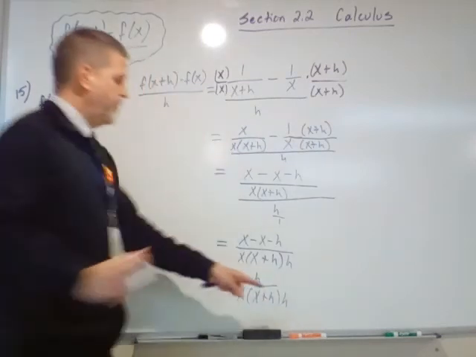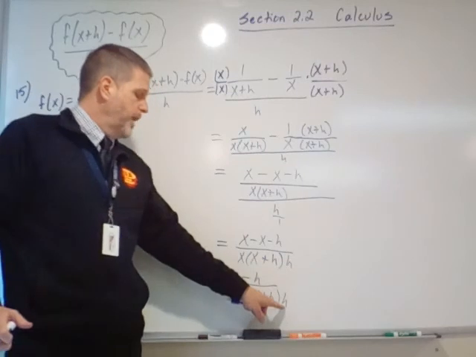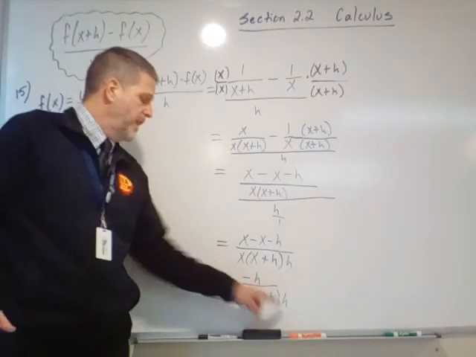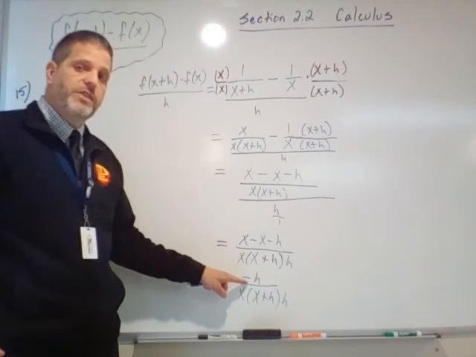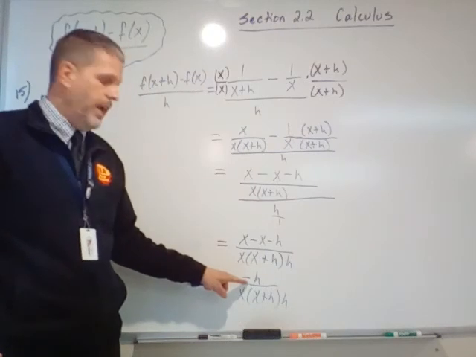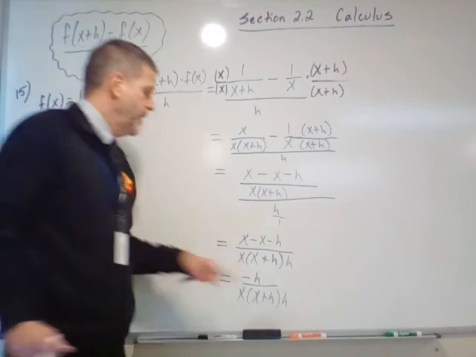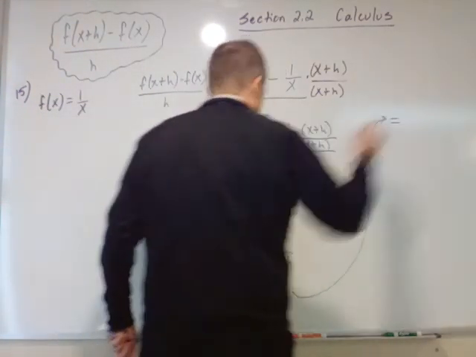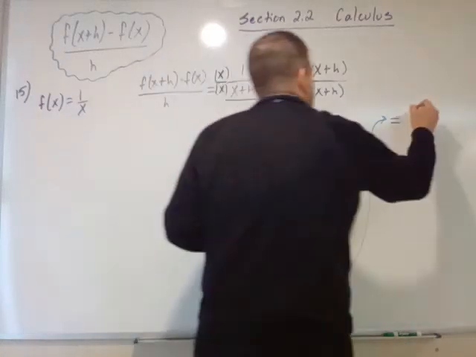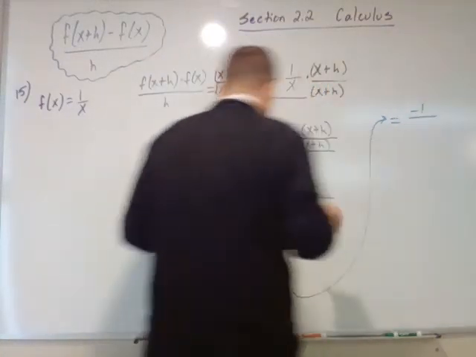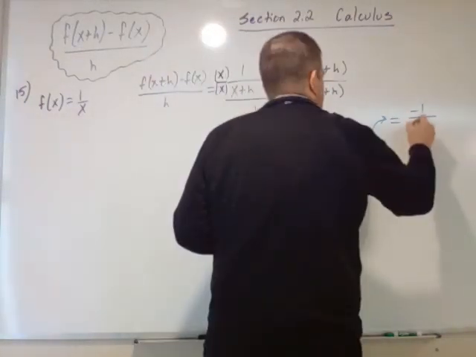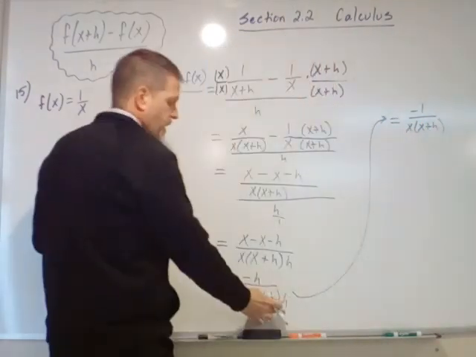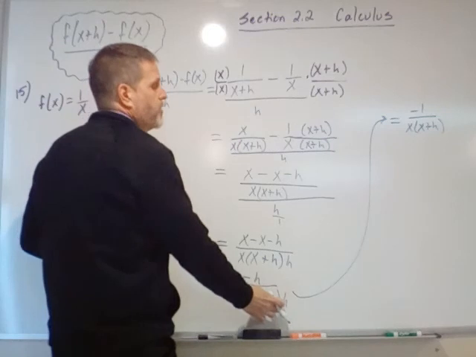times h. Now this h down here, again, we need to cancel it, okay, and it works out nicely. The h and the h cancel. Don't forget about this negative sign, because we do have a -1 left on the numerator here. I'm going to draw an arrow, continue up here. Okay, so I've got -1 then over x times x plus h, because again, that h in the denominator has been canceled.